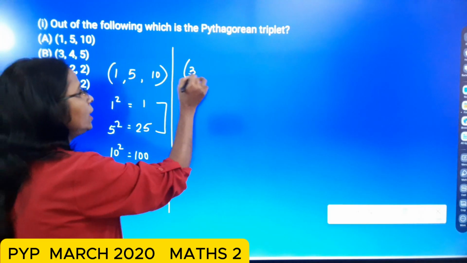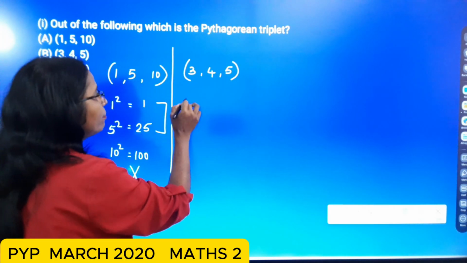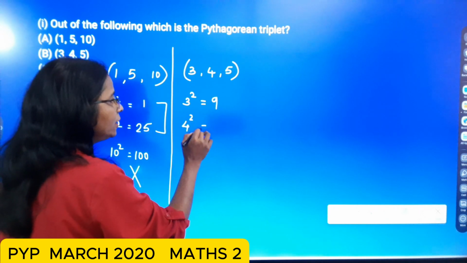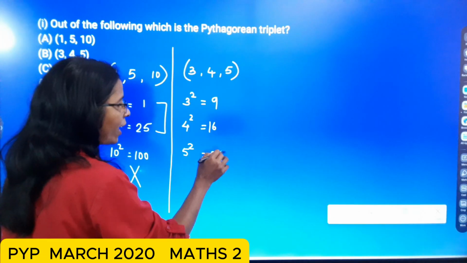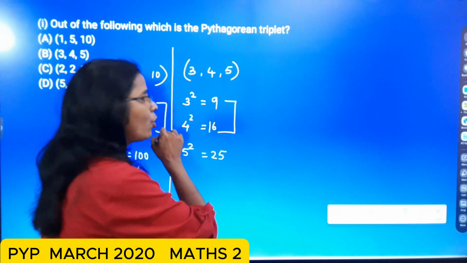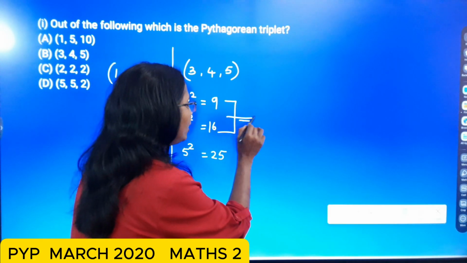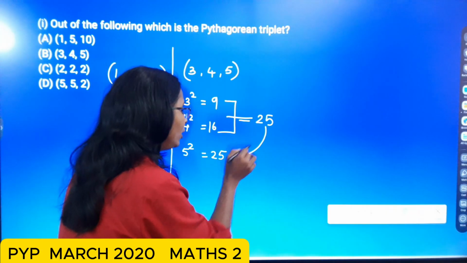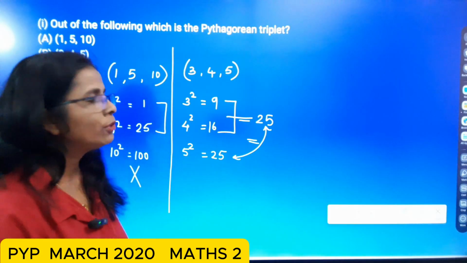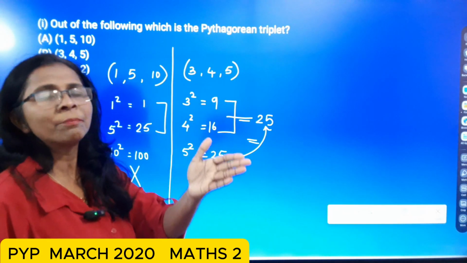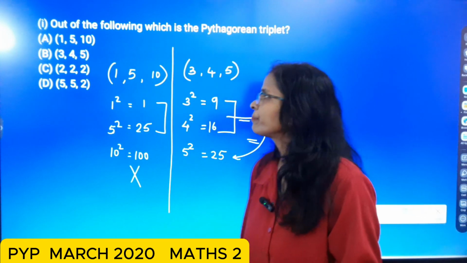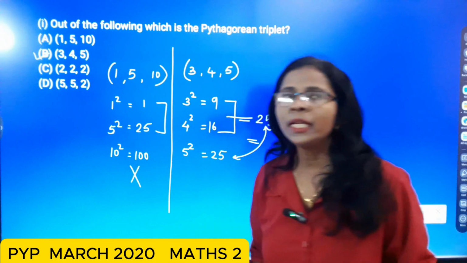Then, students, 3, 4, 5. The squares of 3, 4 and 5 are 9, 16 and 25. The sum of the squares of the two smaller numbers is 25, which is equal to the square of the third number. That means we can definitely say that 3, 4, 5 is a Pythagorean triplet. So our correct option is B, 3, 4, 5.